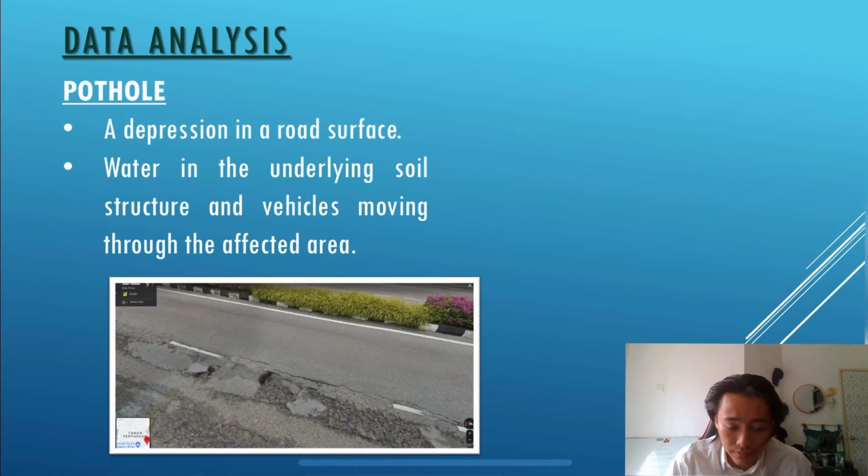For the fifth type of distress that we have is pothole. We have several potholes along the Jalan Tambun. A pothole is a depression in a road surface, typically asphalt, where shattered parts of pavement have been displaced by driving. Water in the underlying soil structure and vehicles moving through the affected area are the most common causes. Water degrades the underlying soil first, then traffic fatigues and cracks the weakly supported asphalt surface.